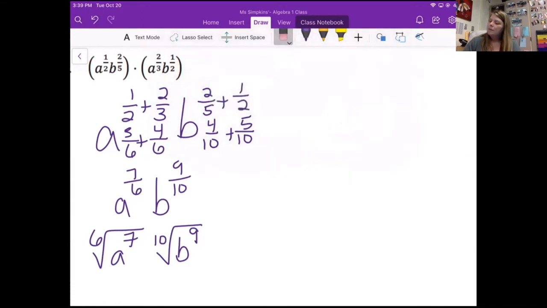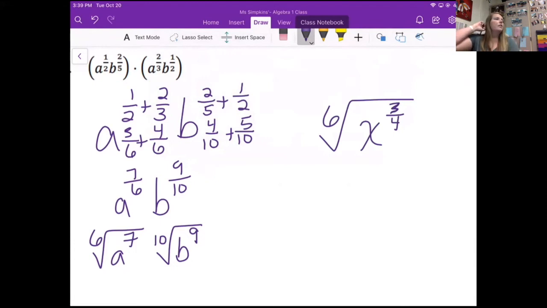If I had the 6th root of x to the 3/4 power, the first thing that I would do is rewrite that 6th root as an exponent. So we're going to keep x to the 3/4. And what would the 6th root look like as an exponent? What fraction? 1/6. So now that it's written as 1/6, what can we do to those exponents?